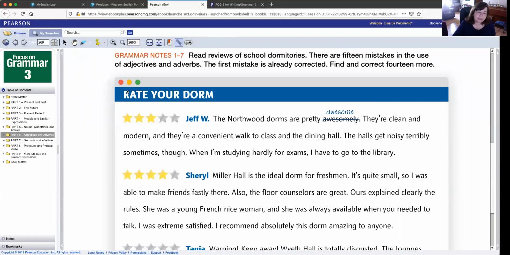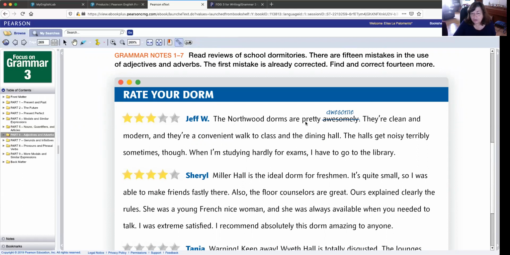It says rate your dorm. Tell us how you like your dorm, in other words, and they give it stars. This person, Jeff, gave it 3 stars where he lives, and he lives in the Northwood dorms. The Northwood dorms are pretty awesome. Here was the mistake. They put an LY here, but it should be an adjective.